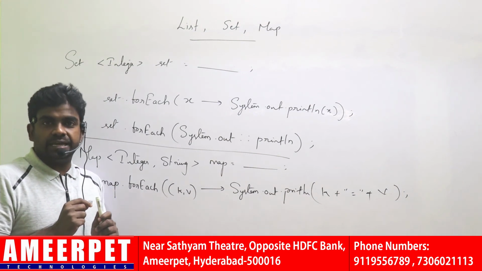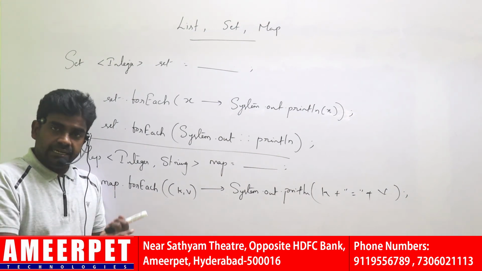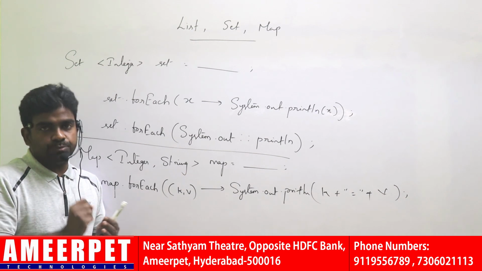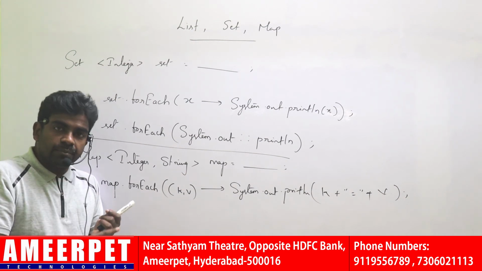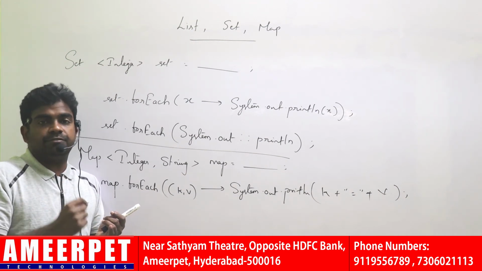If you want to display the elements of a list, set or map using the ForEach method, by passing a lambda expression or method reference as an input, this is how you do it.